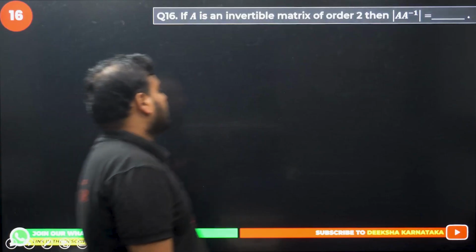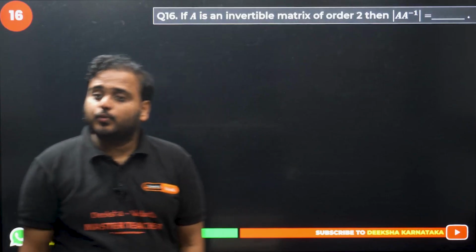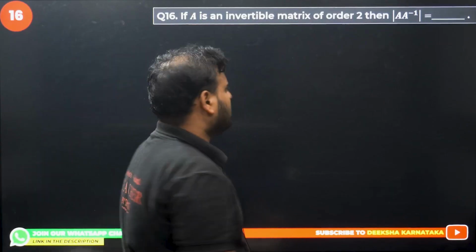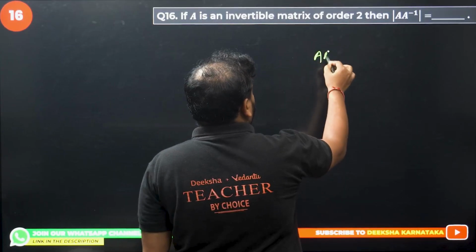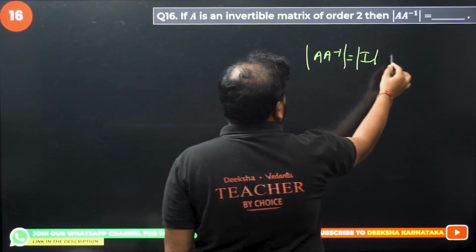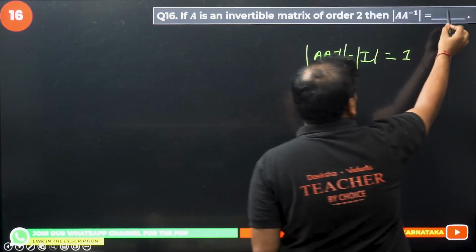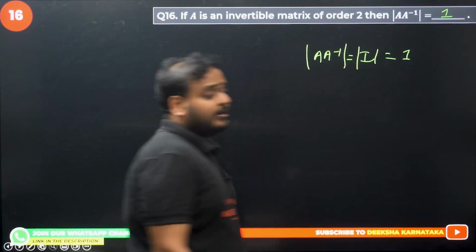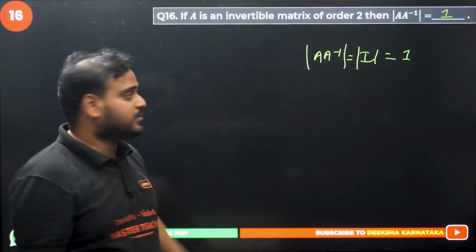Question number 16 now. If A is an invertible matrix of order 2, then determinant of A inverse equals what? This is a simple question. A inverse is given as I. Apply determinant on both sides. Answer is 1. A inverse is I. Determinant of an identity matrix is always 1.